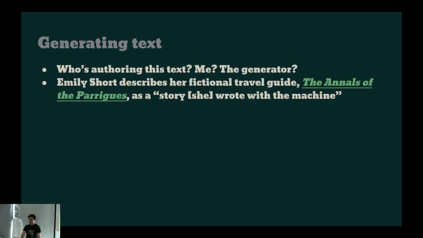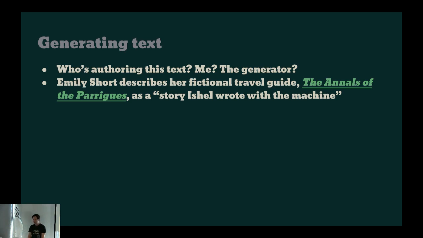So this was a lot of fun. It was especially fun for me to write the generator and have it generate text based on the corpus that I had written. And I started thinking, who's the author of this text? Is it me? Is it the generator? And Emily Short, who Kate mentioned in her last talk, is this person in the procedural text and interactive fiction world. I had a chance to talk to her at GDC this year, and she told me about this fictional travel guide that she had written, The Annals of the Paraguays, which is really cool.